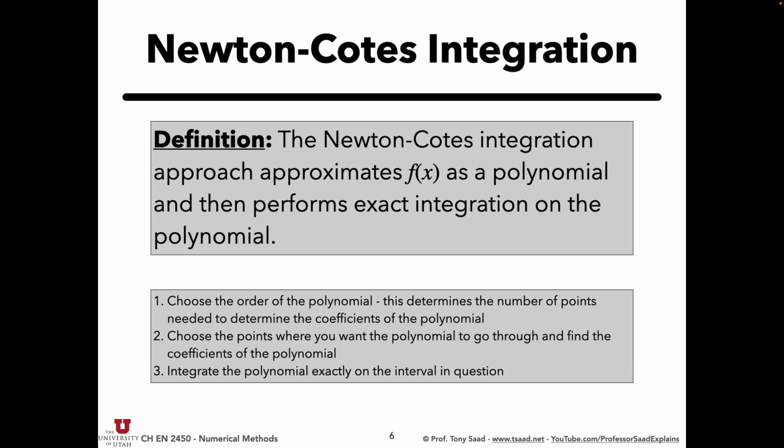There are 3 steps. You choose the order of the polynomial. This will determine the number of points needed to determine the coefficients of the polynomial. So think back about interpolation now.